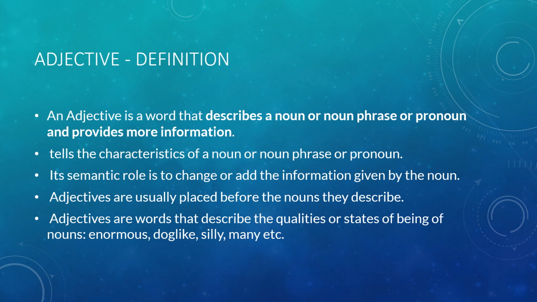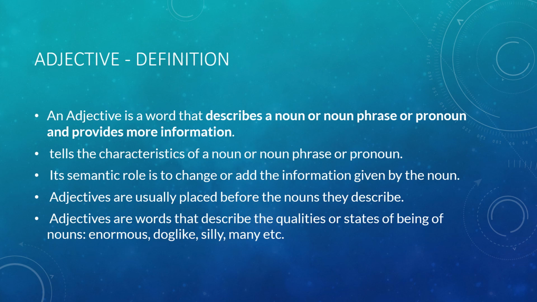An adjective is a word which describes a noun or noun phrase or a pronoun. It provides additional information about a noun. It tells the characteristics of a noun. It describes the noun. It states the quality of the noun. Its semantic role is to change or add the information given by the noun.